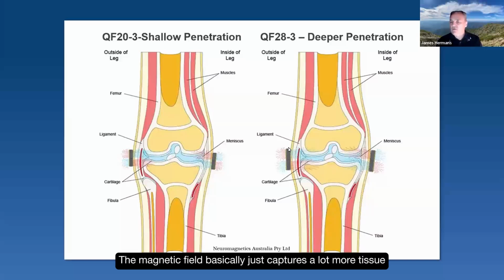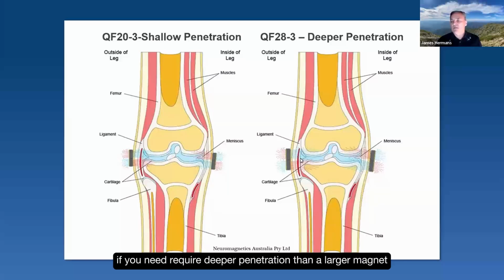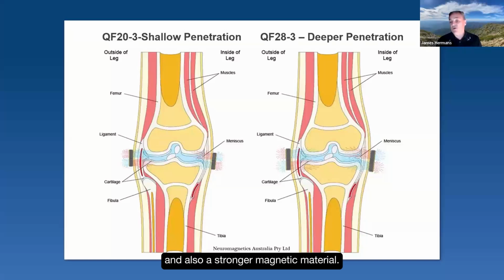And so the magnetic field basically captures a lot more tissue. It envelops a lot more tissue and gets deeper into the tissue, into the joint, and so forth. So you're looking at what your target is. If the target is fairly superficial, then a smaller magnet with a shallow penetration will do fine. If you require deeper penetration, then a larger magnet is more important, and also a stronger magnetic material, a rare earth magnet, as opposed to the flexible rubber magnet.